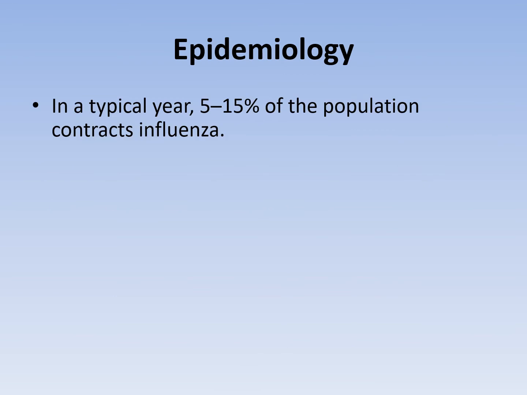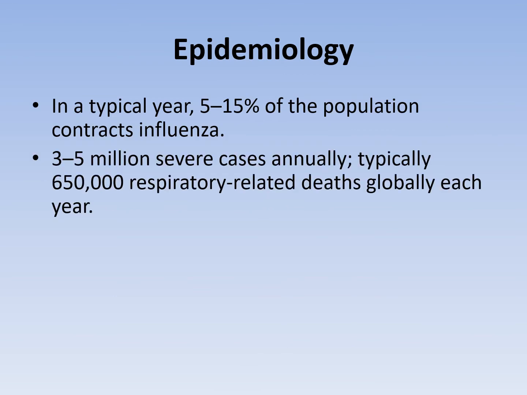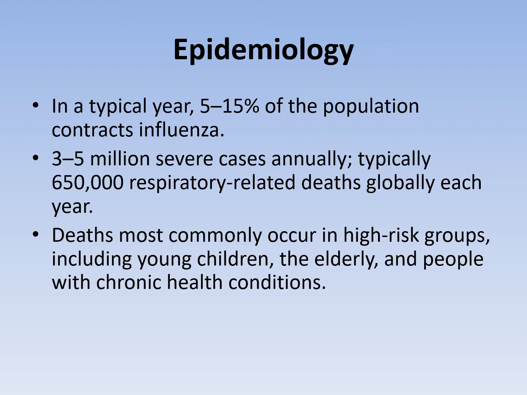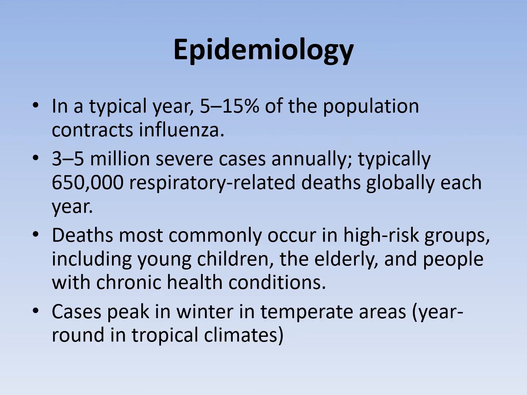In a typical year, 5 to 15% of the population contracts influenza. There are usually 3 to 5 million severe cases of influenza annually, and typically 650,000 respiratory-related deaths globally each year. The deaths occur most commonly among high-risk groups, including young children and the elderly, but also people with chronic health conditions such as end-stage renal disease. Cases peak in winter in temperate areas, but occur year-round in tropical climates.